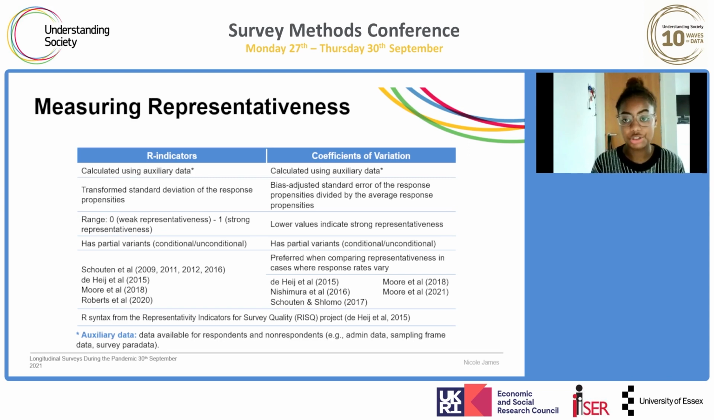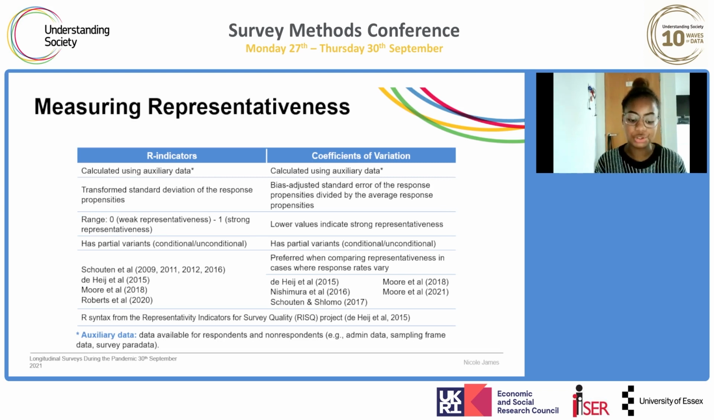So that's where the partial variants become important, because they're measured at the auxiliary variable level and can show which auxiliary variables contribute to that bias. And it also can show which categories within the auxiliary variable are overrepresented or underrepresented. And the partial variants are used in addition to the full versions and not independent of.